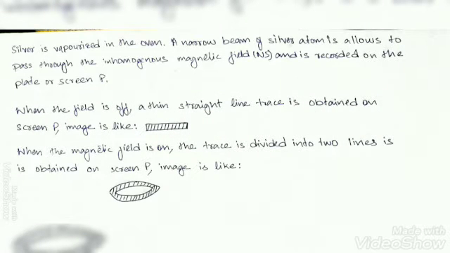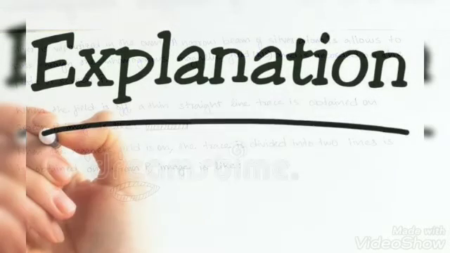Silver is vaporized in the oven. A narrow beam of silver atoms is allowed to pass through the inhomogeneous magnetic field N, S and is recorded on the plate or screen P. When the magnet is off, a thin straight line trace is obtained on screen P, and the image is like this. When the magnetic field is on, the trace is divided into two lines on screen P, and the image is like this.